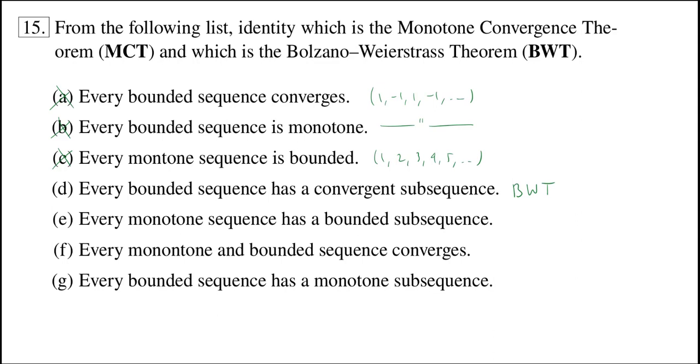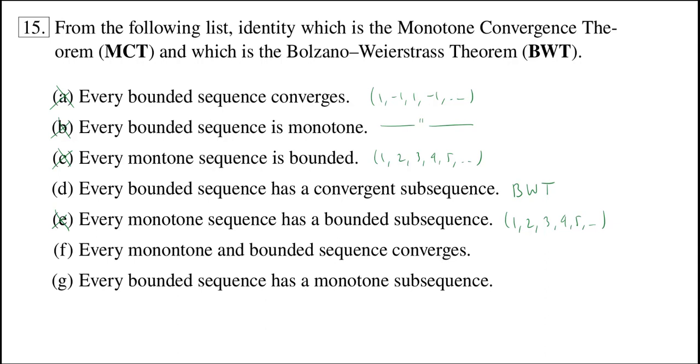Every monotone sequence has a bounded subsequence. Well, actually the same one from up above just disproves that. 1, 2, 3, 4, 5, etc. This is a monotone sequence, and there's no subsequence of it that's bounded, right? You take any subsequence, it's always going to be increasing to infinity. So E, definitely not going to work.